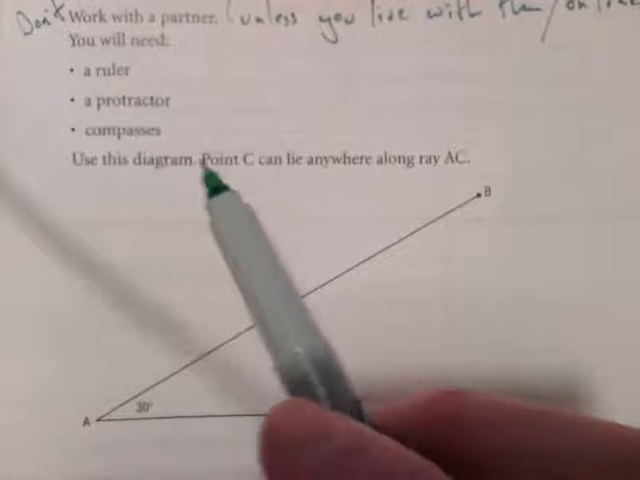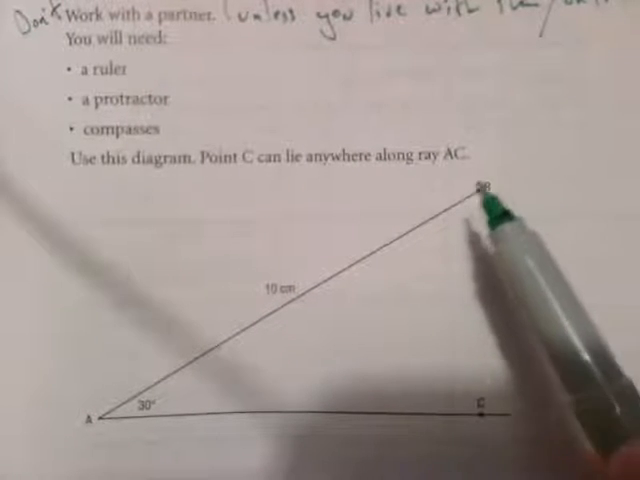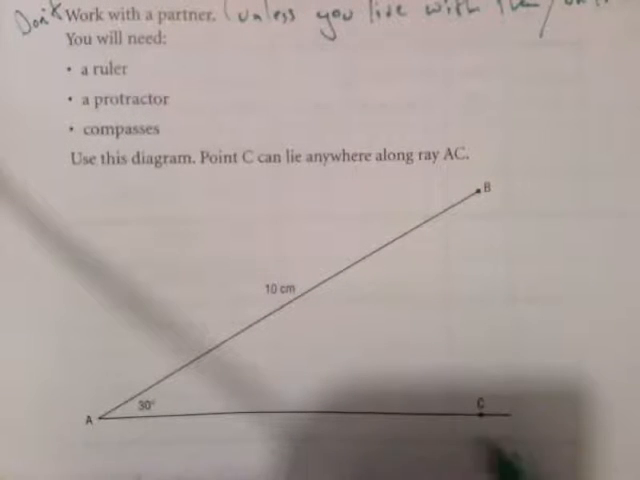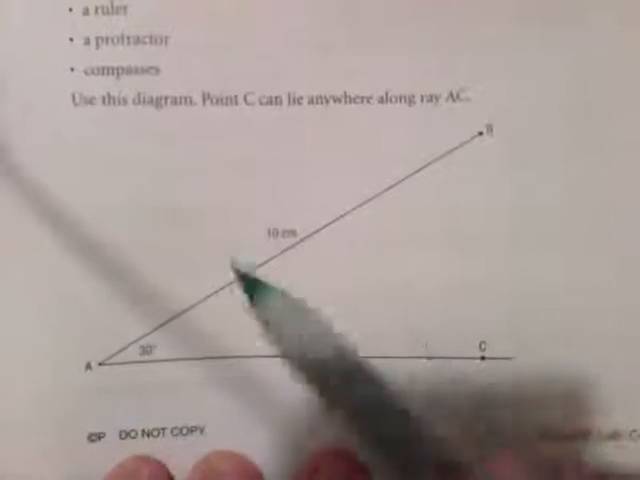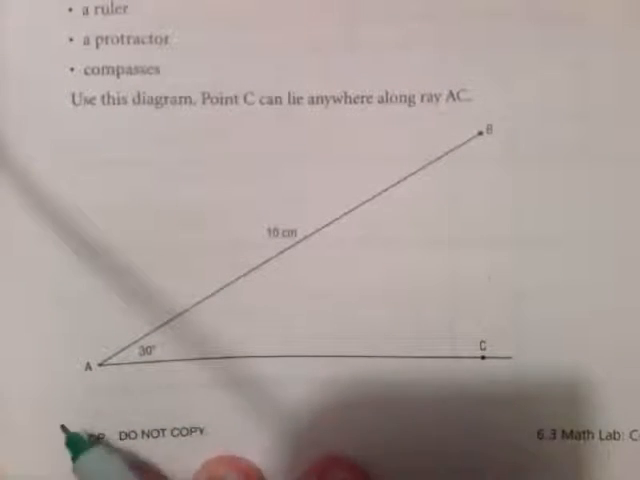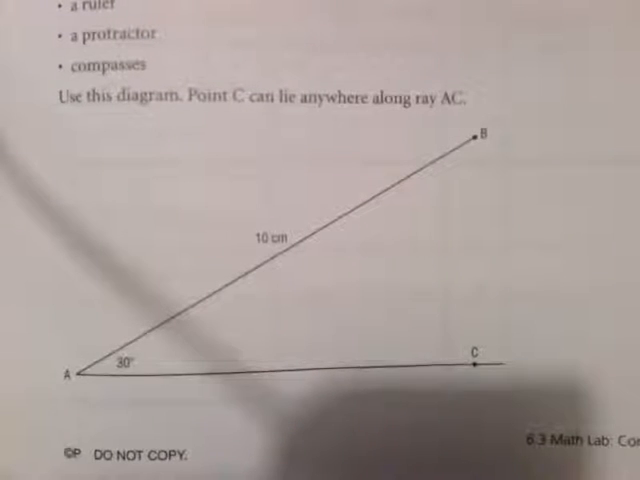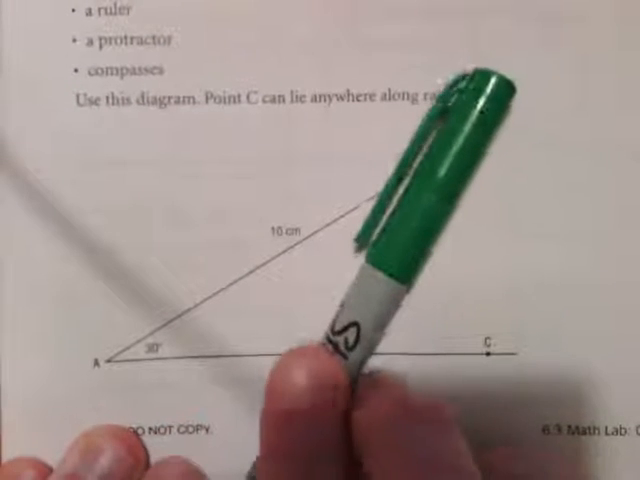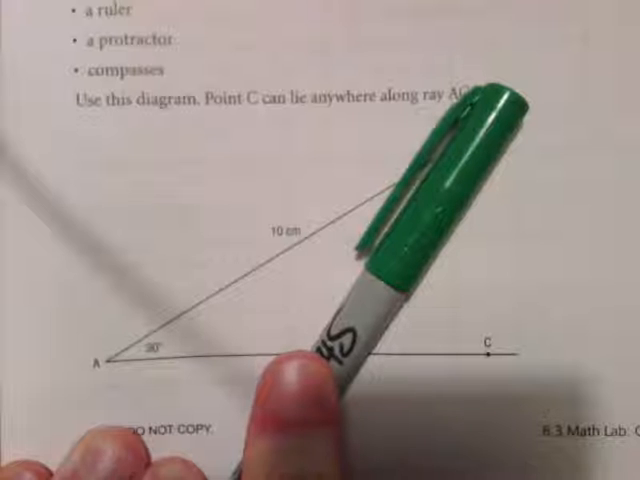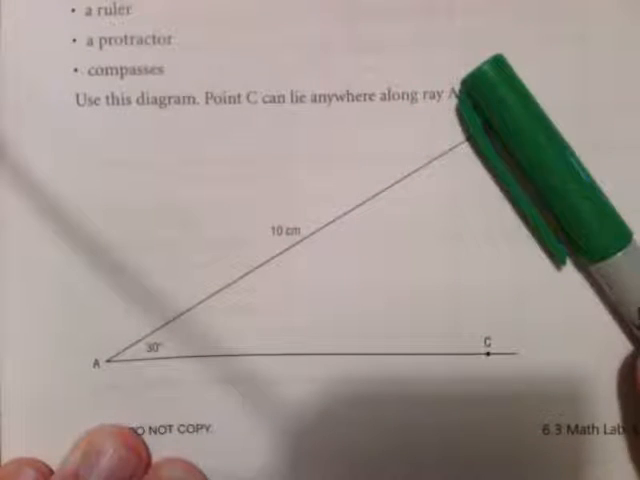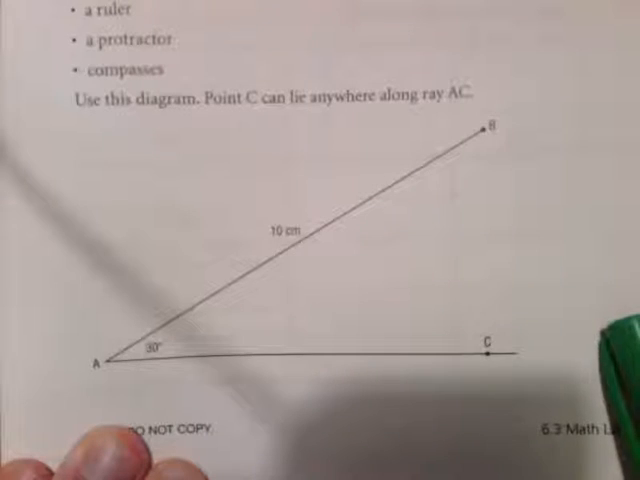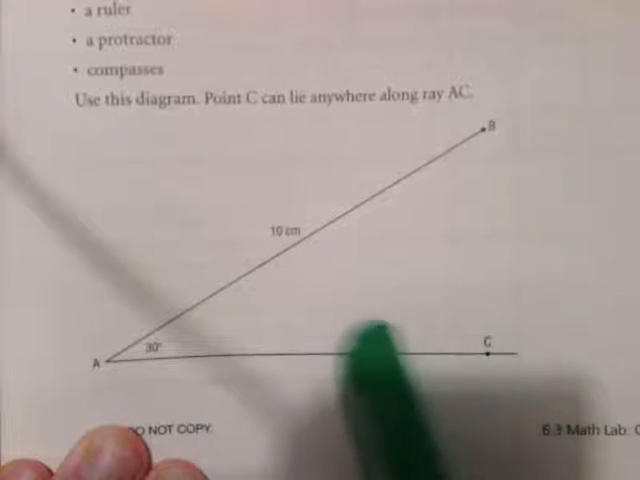So anyways, use this diagram. Point C can lie anywhere along ray AC. So point C can be over here, it can be over here. Now, those previous questions asked why there is only one possible triangle in each case. Given the information we're given here, it doesn't tell you how long AC is. So you could have an angle like this, an angle like this, you could have a right angle. You could have 3 different triangles here because you don't have all the information.